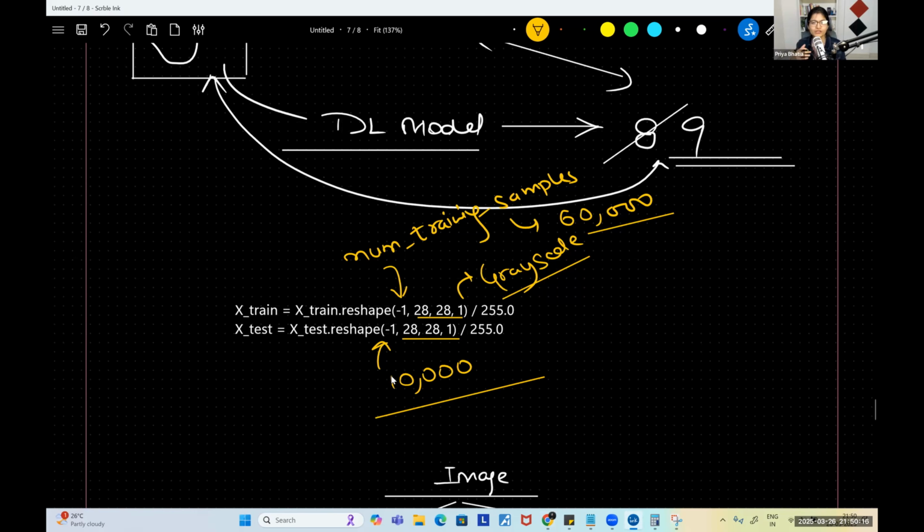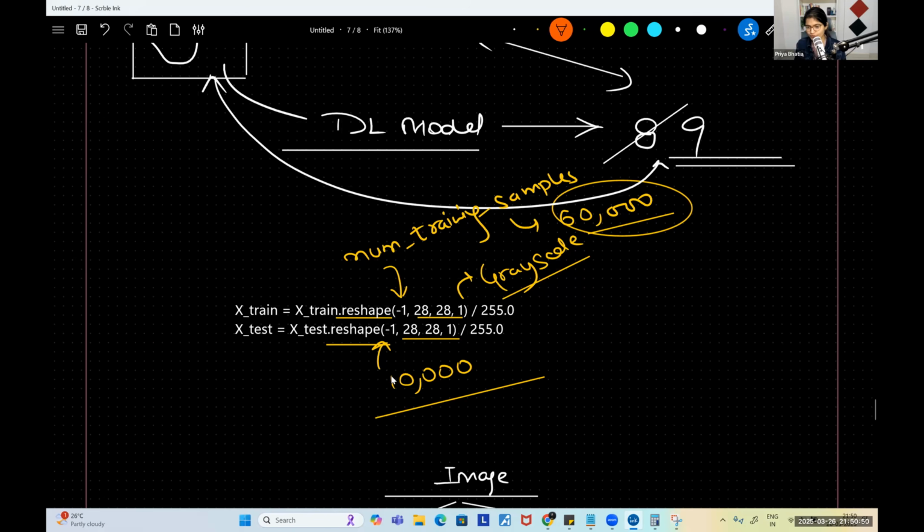If let's say you don't know the count of the number of training samples or the testing samples, in that case, you just have to mention -1. -1 automatically takes whatever count we have for the testing set and the training set. So what we are doing over here, we are saying for all the 60,000 images, convert them into a proper structured manner of 28, 28, 1. For all the 10,000 images in the testing set, convert them into 28, 28, 1. That's why we're using the reshape function.